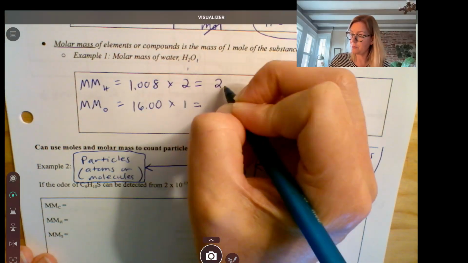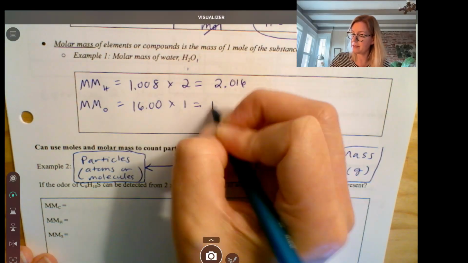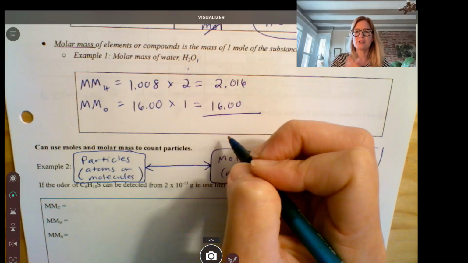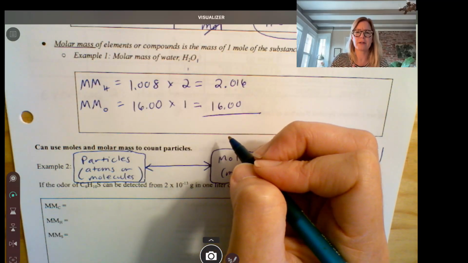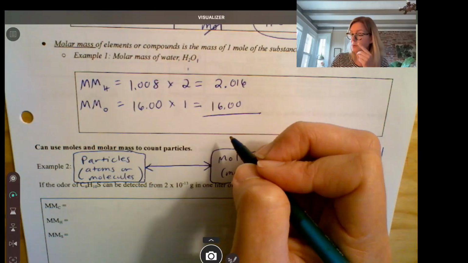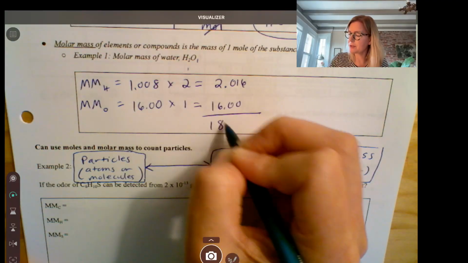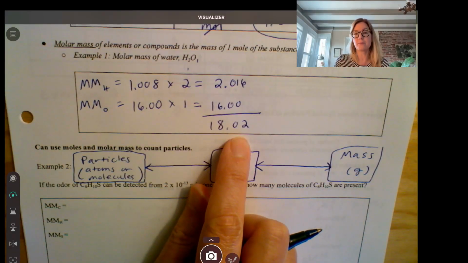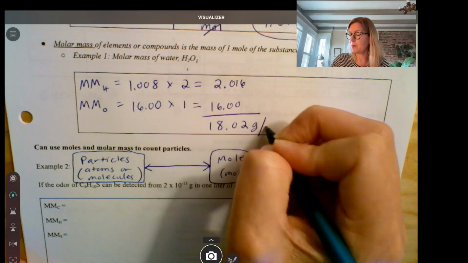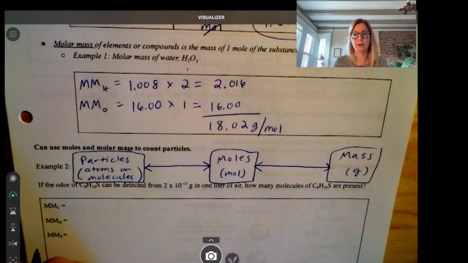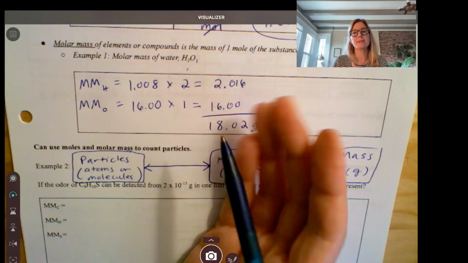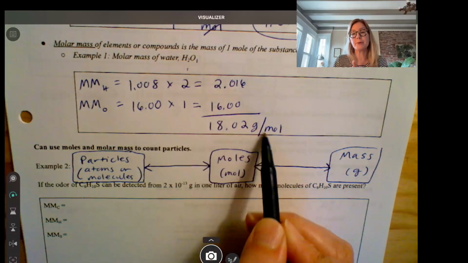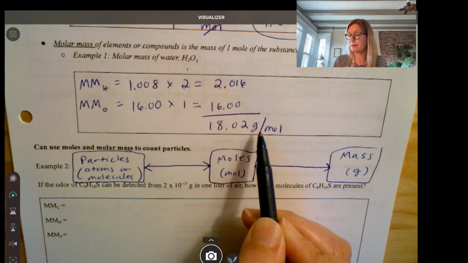So you have 2.016, and then this is still 16.00. You're just going to add them together and round off to the nearest hundredth, 2 digits after the decimal. So I'm just going to round that to 18.02. So that's the molar mass of water. That's the grams in a mole of water. So molar mass is something that we have to get from the periodic table. And you can turn this into a conversion factor as well.